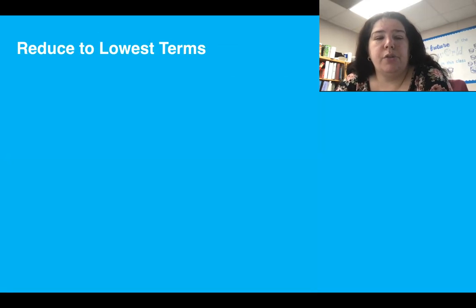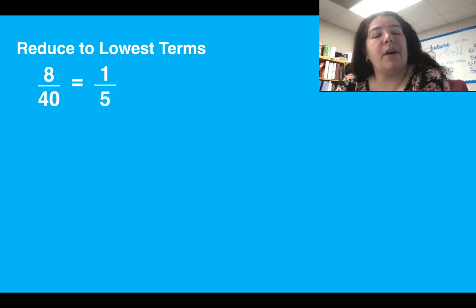All right, let's reduce to lowest terms. 8 over 40. What are we going to divide by? 4, top and bottom. And what do you get? Good, 1/5. Actually, look at that. We divided by 8. I'm sorry, I told you the wrong answer. We're going to divide by 8 because 8 is higher than 4. So you want to get the greatest common factor, the GCF. 6/8. What are you going to divide by? 2. And 2 divided on the top and the bottom?